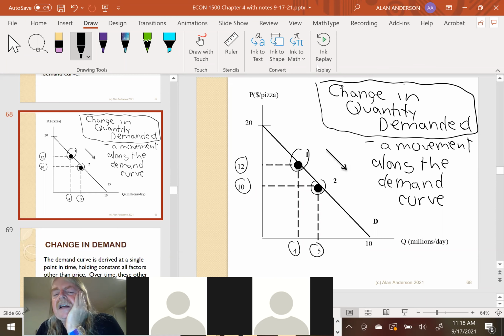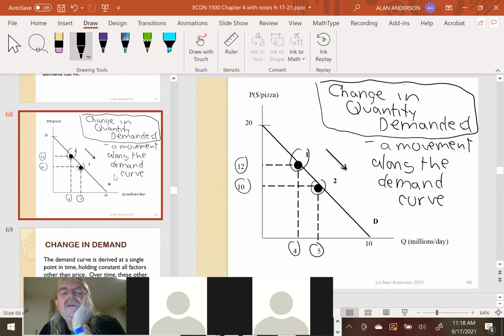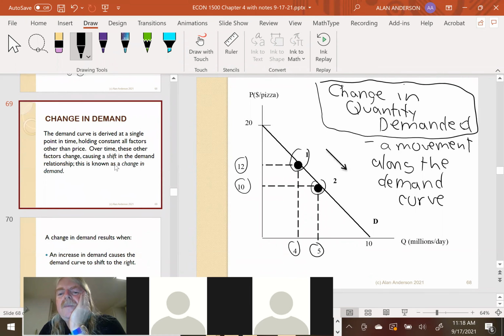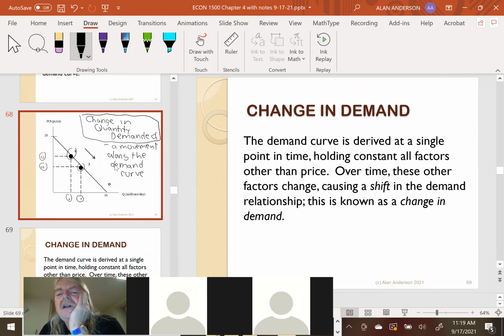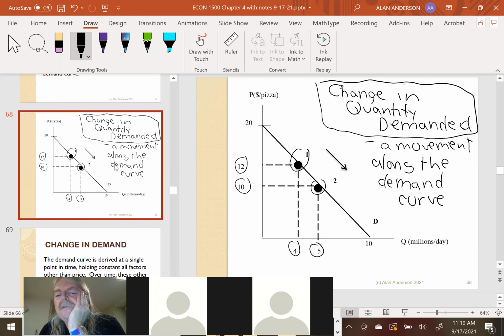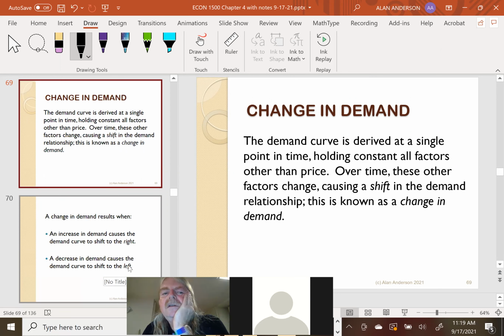But what if one of the 6 factors does change? That's the one we want to consider right now. When that happens, we call it something almost the same, but you can see there's a subtle difference here. Be careful with this. It's not called a change in quantity demanded. We now call it a change in demand. And that's because the entire relationship has been affected somehow.